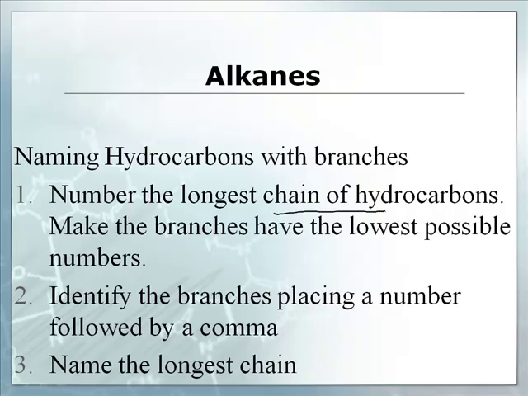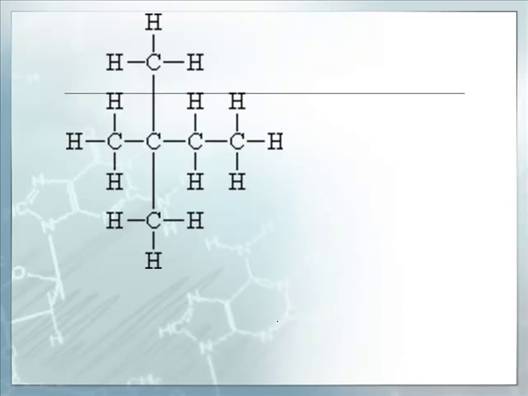You number the longest chain of hydrocarbons, make branches have the lowest possible numbers, identify the branches, and name the longest chain. All right, so let's do one. Now the trick here, guys, is actually finding the longest chain.